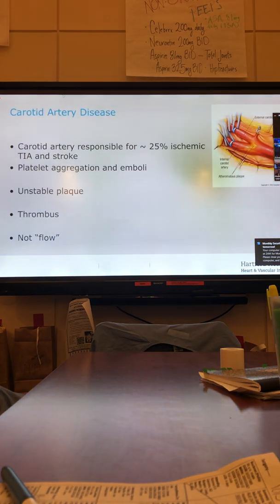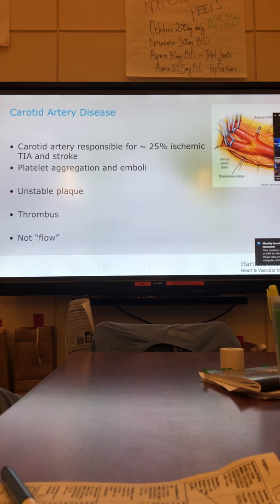So let's talk about carotid disease as it relates to stroke. So carotid artery disease is probably responsible for anywhere between 20 and 30% of ischemic TIA and stroke. What are the other causes? So one is just small vessel infarct, right? That's more associated with hypertension, just to get that kind of basal ganglia, hypertensive stroke. The other is cardioembolic, probably the most common, cardioembolic.